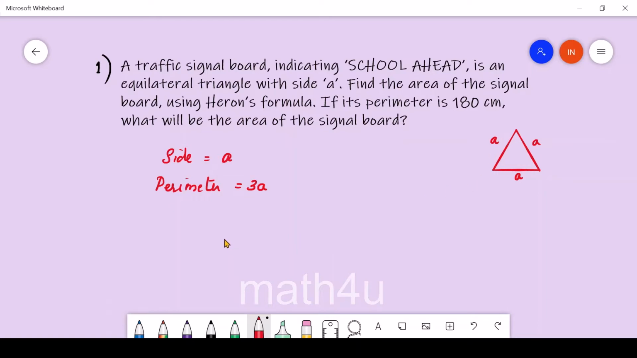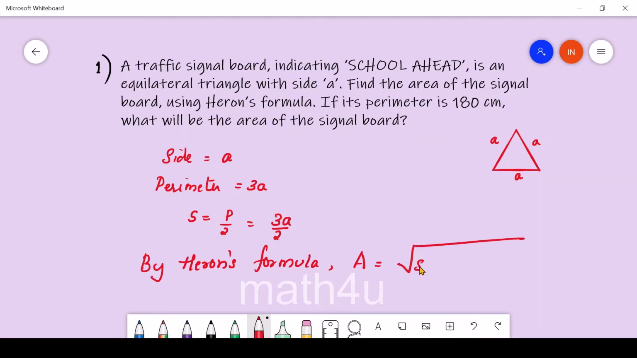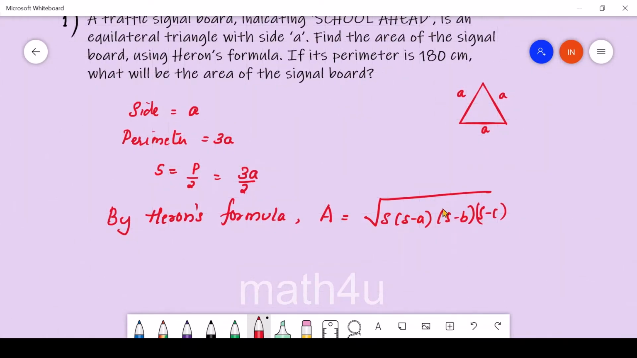And what about S, the semi-perimeter? Semi-perimeter is perimeter by 2, that is equal to 3A by 2, or 3 by 2 A. So we can write by Heron's formula. How can we find out the area? Yes, we have learned in the last session. Area is equal to root of S into S minus A into S minus B into S minus C, right? And we have here all the sides as A each, and S as 3 by 2 A. So I'm going to substitute that over here.